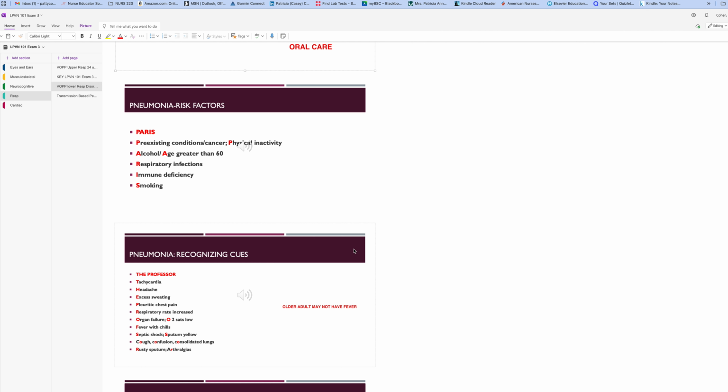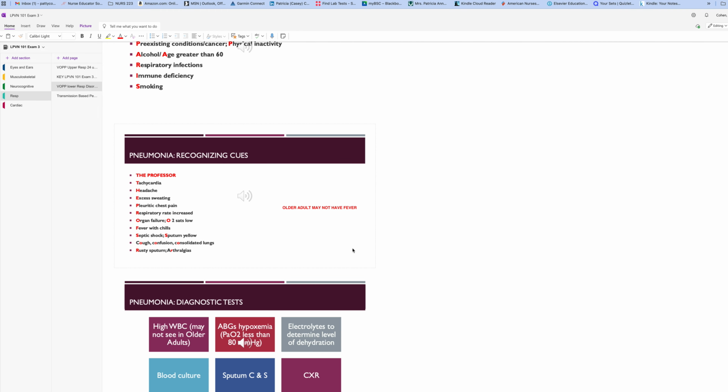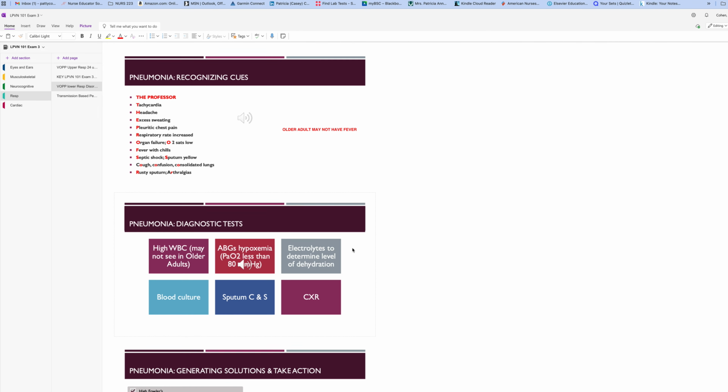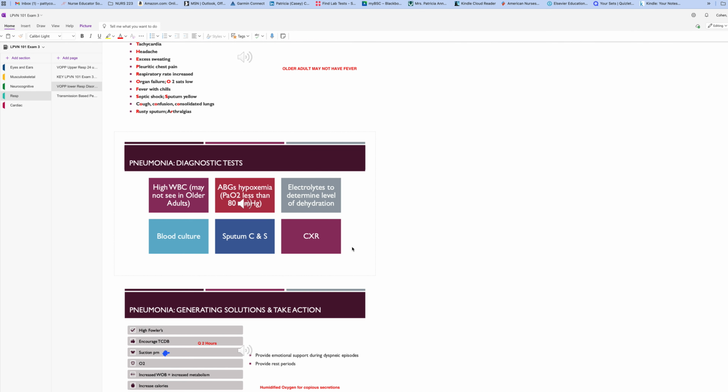They could have organ failure. They could have low O2 sats, fever with chills. They could develop septic shock. So, make sure you identify it earlier, especially with older adults, because older adults may not have a fever with pneumonia. Okay, so you need to advocate if they come in with some of these signs and symptoms for a chest x-ray. Okay, because they might get dismissed because they don't have a fever. But remember, they need a chest x-ray.